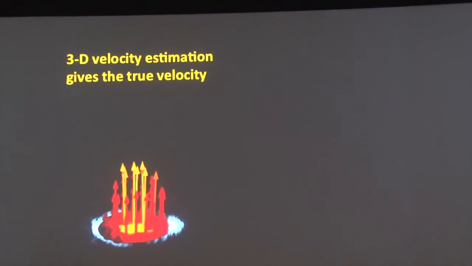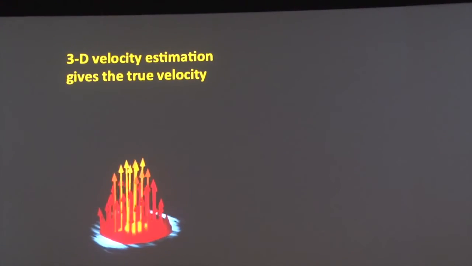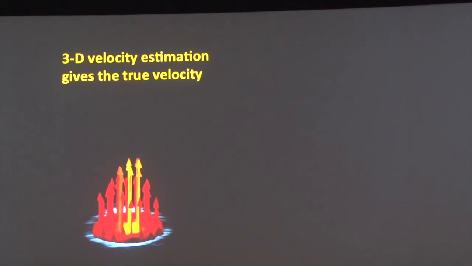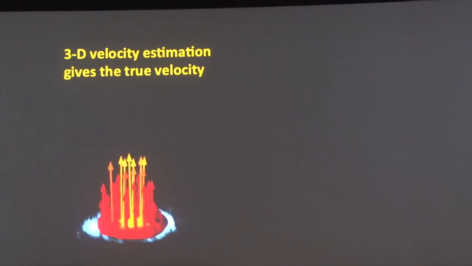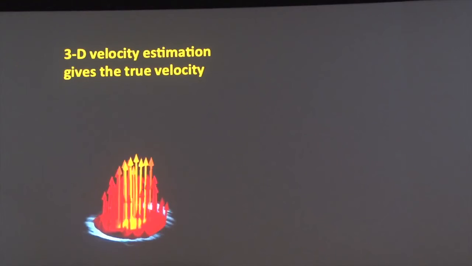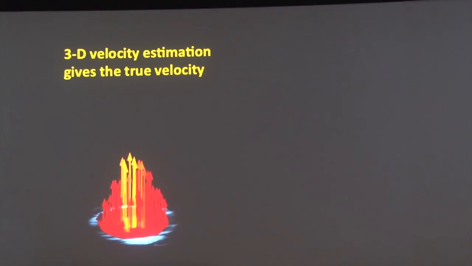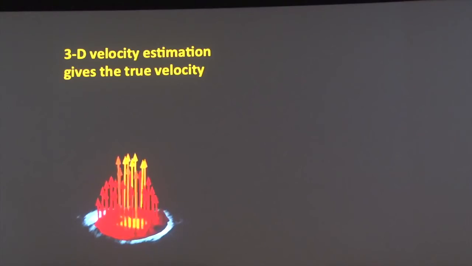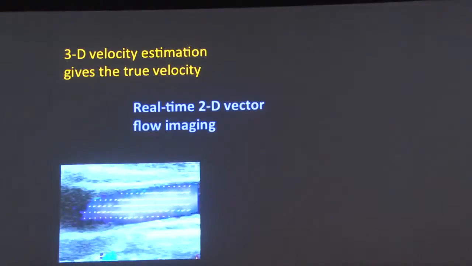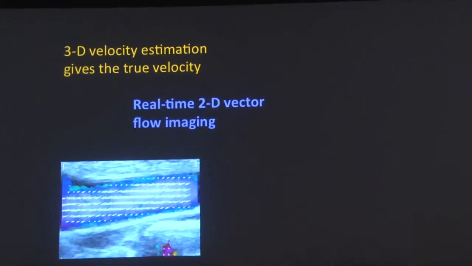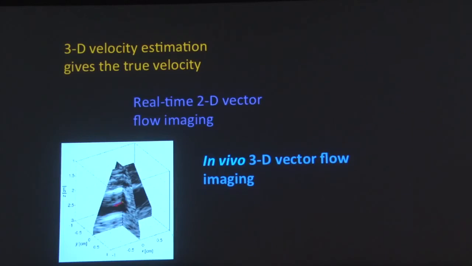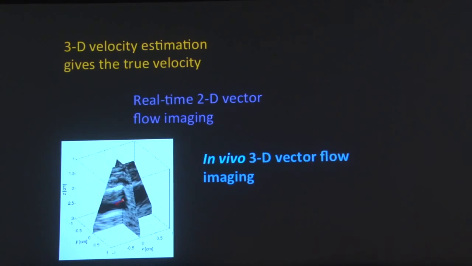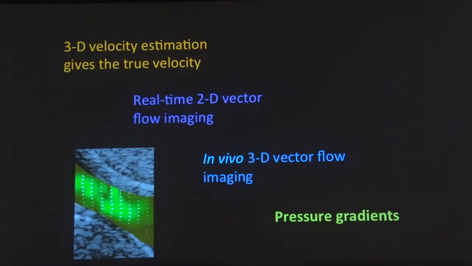So that just brings me to the summary. With 3D vector flow imaging, we can get the correct velocity magnitude, so we're not limited by the conventional angle dependency. We can get real-time 2D vector flow imaging, and I've shown you some of the clinical applications, and people are currently investigating whether there is any new information useful for the medical doctors. And I'm sure there is. Finally, I've presented one example of in vivo 3D vector flow imaging, and in the longer run we can also get new parameters like pressure gradients.